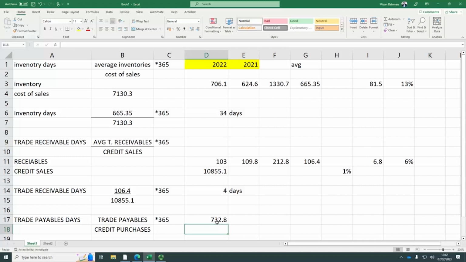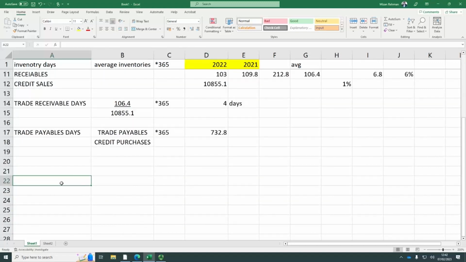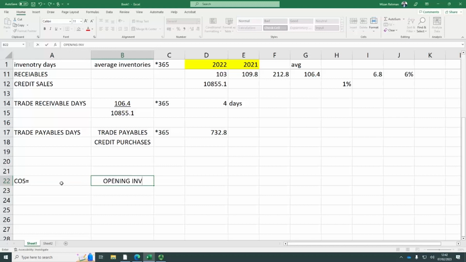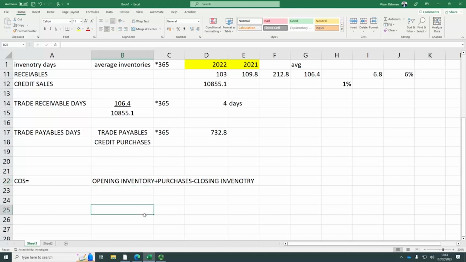From cost of sales figure, so COS, cost of sales, equals opening inventory plus purchases minus closing. You learned this equation for income statement in, I think, your previous financial accounting module.